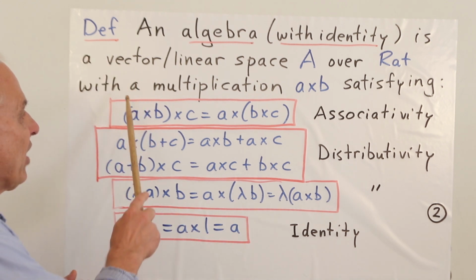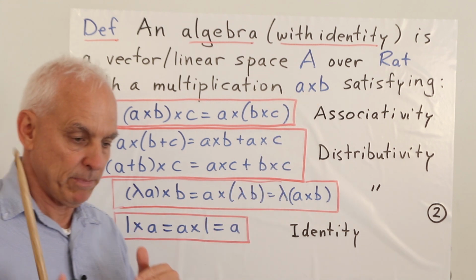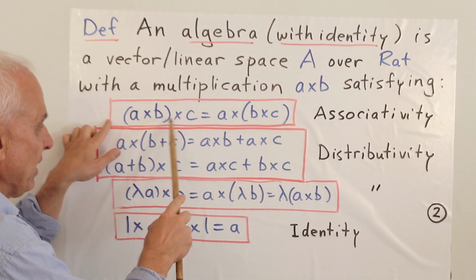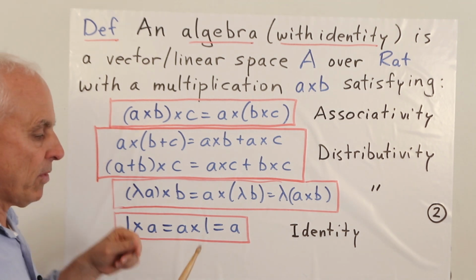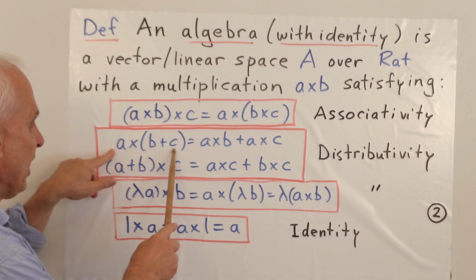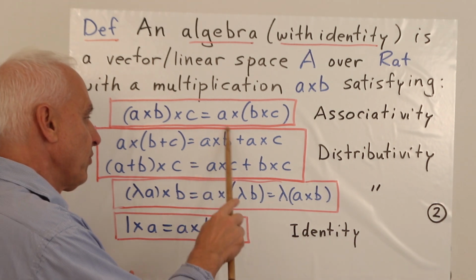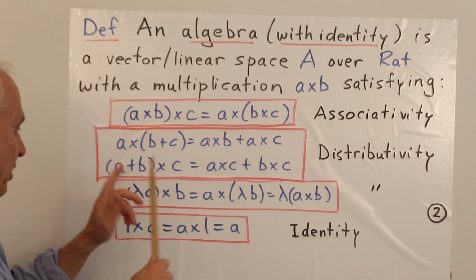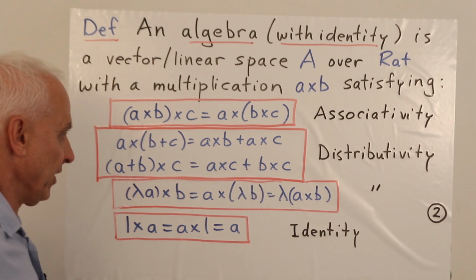But in addition, there is a multiplication, say denoted A times B. And this multiplication has a number of properties. First of all, associativity is required: A times B times C equals A times B times C. Secondly, it should be distributive with respect to the addition in the linear space. So A times (B plus C) should be A times B plus A times C. And we use the usual convention that we do these multiplications first before we do the addition. And similarly, on the other side, (A plus B) times C is A times C plus B times C.